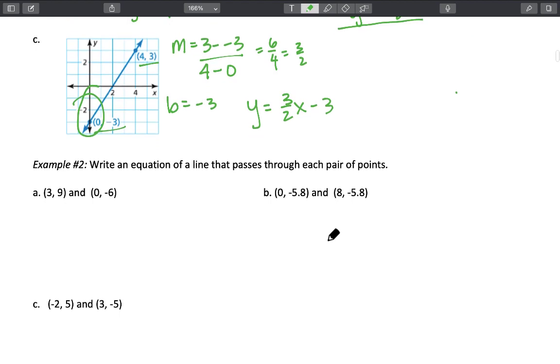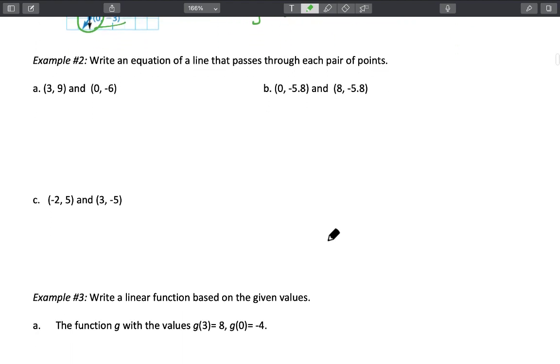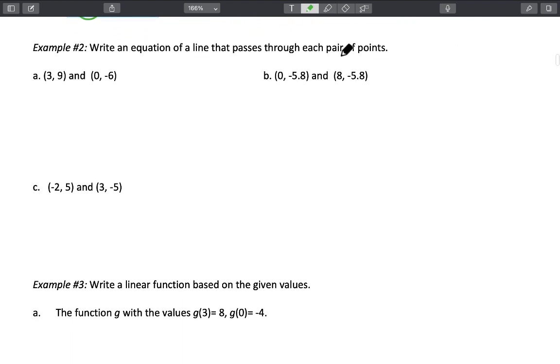In example 2, we're given the task of writing the equation of a line that passes through a pair of points. Now we're going to have to do a little bit of digging to find out what our slope and our y-intercept are. So let's start off by finding our slope. We'll say y2, 9, minus our y1, -6. Divide that by 3 minus 0. So 9 plus 6 is going to give me 15. Then 15 over 3 reduces down to 5.